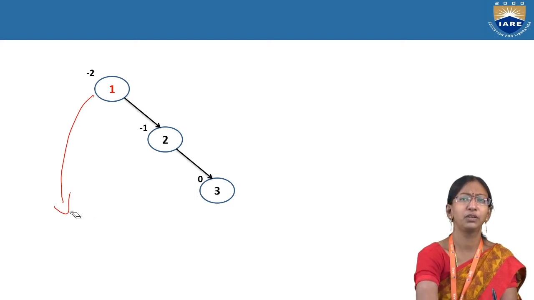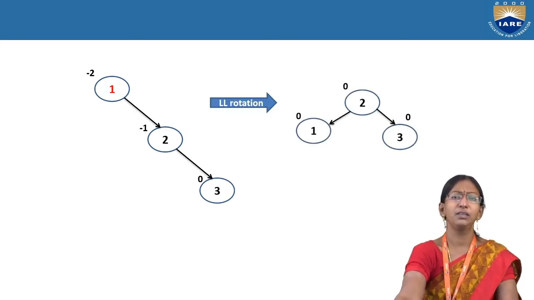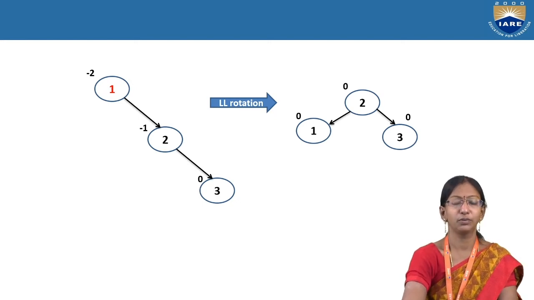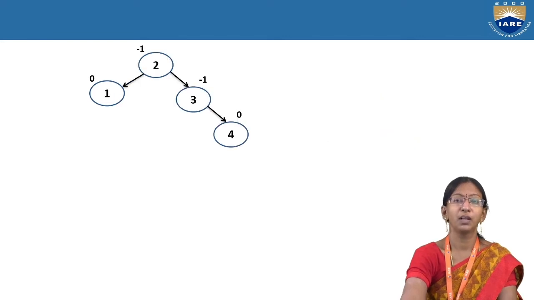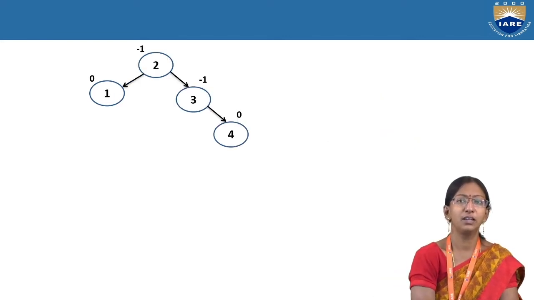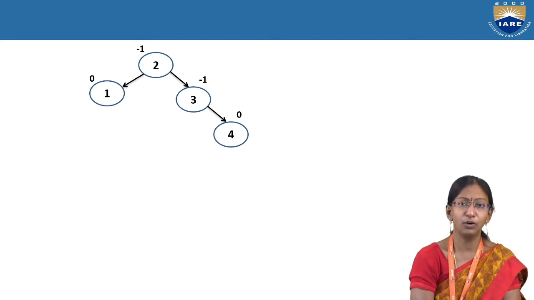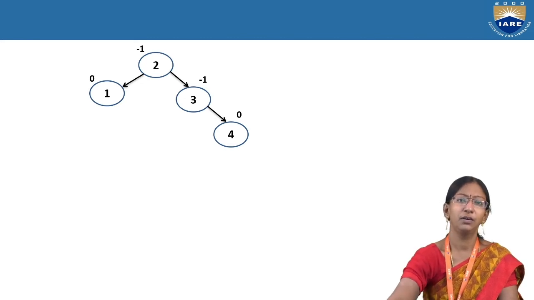Very simple solution, right? So if you pull that one, then 2 is going to raise and 1 is going to settle as the left child of 2. Again calculate the balance factor, you will get all zeros, right? Now my task is to insert 4. As 4 is greater than 2 and 3, it is going to settle as the right child of 3. Calculate the balance factors. Now the story is fine.